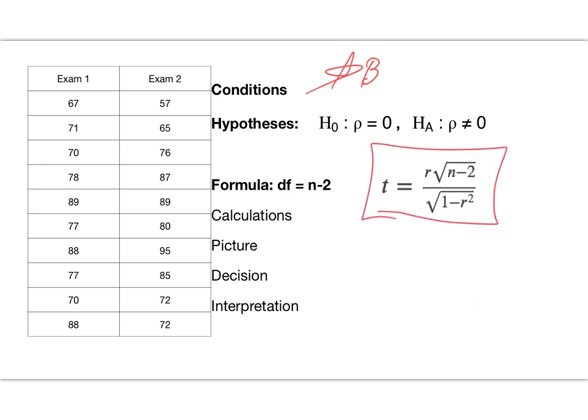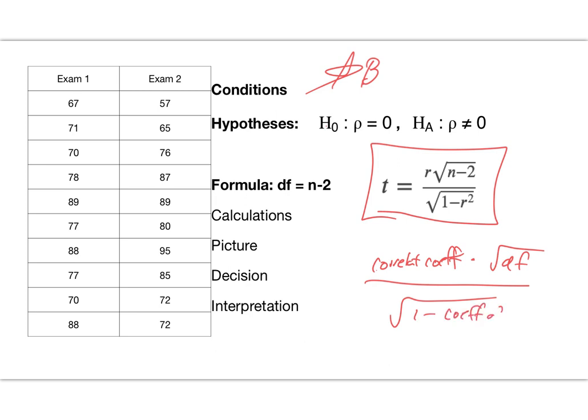r times the square root of n minus 2 all over the square root of 1 minus r squared. All right, if you want to, we can put words to this. It's actually the correlation coefficient times the square root of the degrees of freedom divided by the square root of 1 minus the coefficient of determination. That's what all those things are that are inside of there.